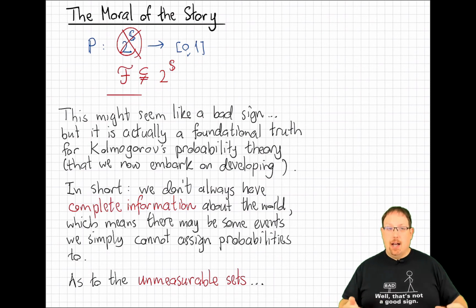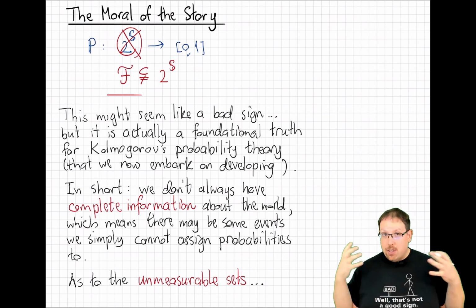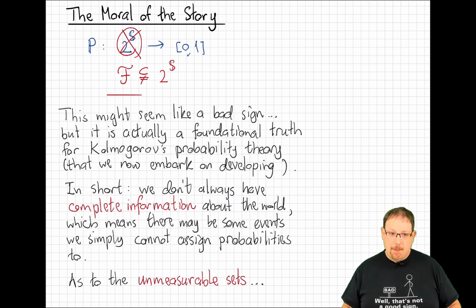Now, that might seem like a bad sign, but it's actually a fundamental truth that is beneficial to our intuition in probability theory. We're about to embark on a journey together to develop Kolmogorov's theory of probability, as developed a century ago and still developing today. A fundamental tenet of this information theoretic framework for probability is that we can measure probabilities of events, but only those events that we have current information about. We don't always have complete information. And so there will be some sets, some collections of outcomes that we just can't assign probabilities to.